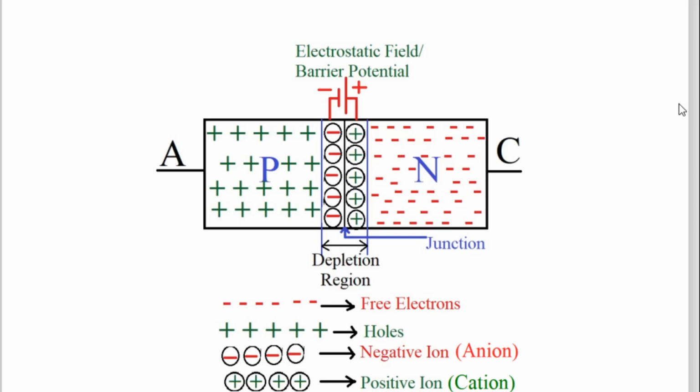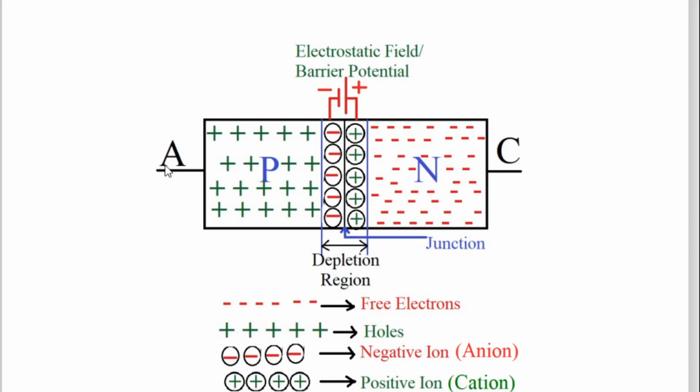Whatever I have explained, we have written in the next slide, and we are going to study it. Here this negative terminal and this positive terminal, this is called the barrier potential, the electrostatic field. And this is the depletion region. Inside the depletion region there are anion and cation.